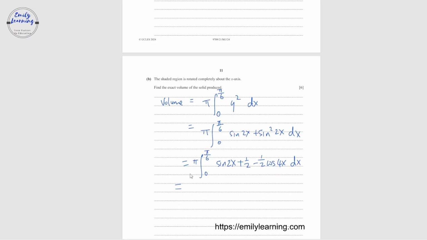With that, we can do our integration. So integrate sine 2x will give us negative cosine 2x over 2. Integrate half will give me half x. Then integrate minus half cosine 4x will give me 1 over 2 times 4, so that means 1 over 8 sine 4x.